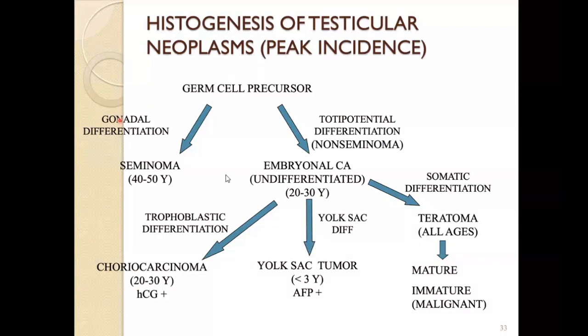So it can know that these germ cells can differentiate into gonadal aspects. Therefore, where we have seminiferous tubules, here we can have seminoma, which is seen in men aged 40 to 50 years. And here we can have potential differentiation. Potential differentiation means the cell tends to differentiate, but it can still be differentiated into any type of cell. So it can even differentiate into muscle, into epithelium, into fat, and so on.